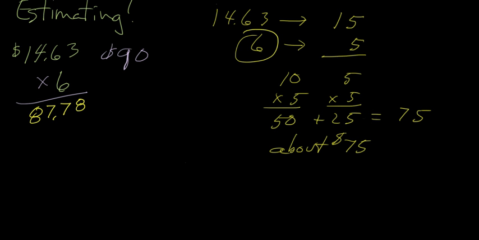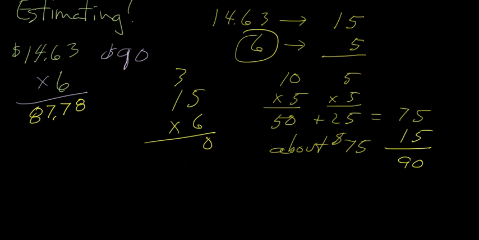Okay, so 15 times 6. 5 times 6 is 30. Oh, wait a minute. I can't do this in my head, can I? And so how would I do 15 times 6? Well, if I do 15 times 5, and I add 15, I got 90. That's pretty easy to do in your head, isn't it? And so 90 is a pretty close number, isn't it? And that's what we originally estimated.